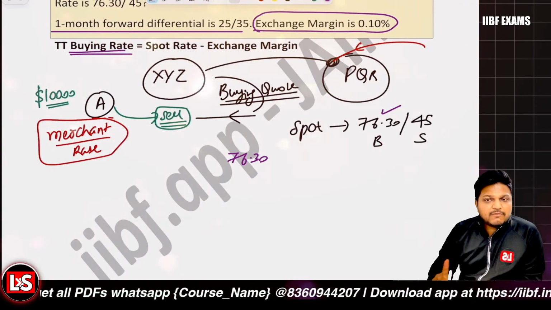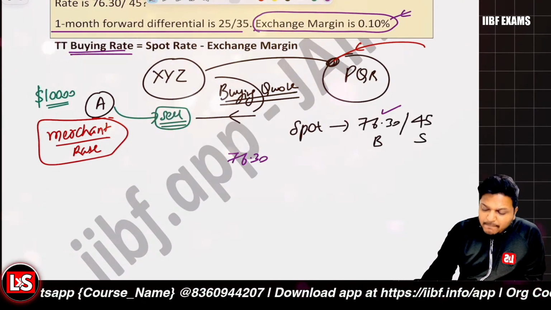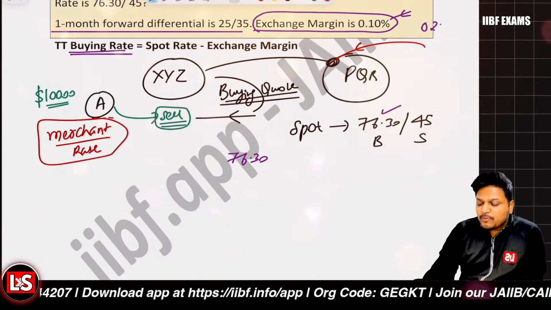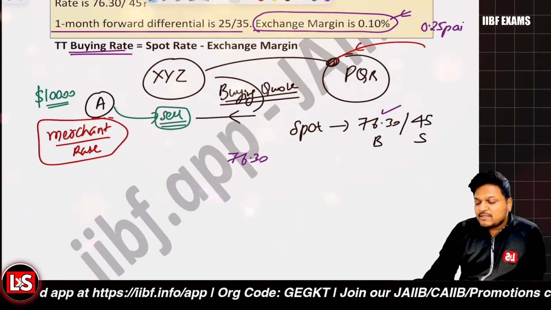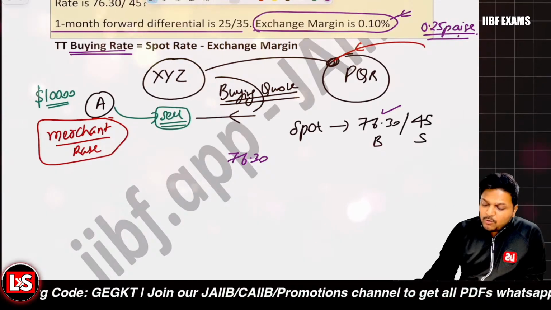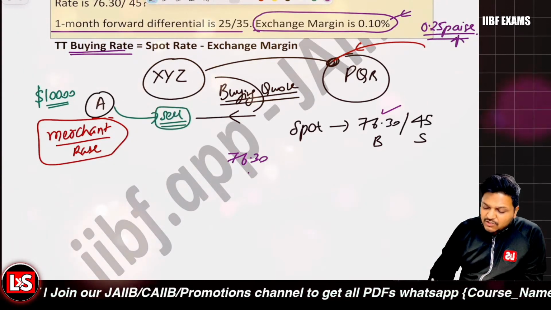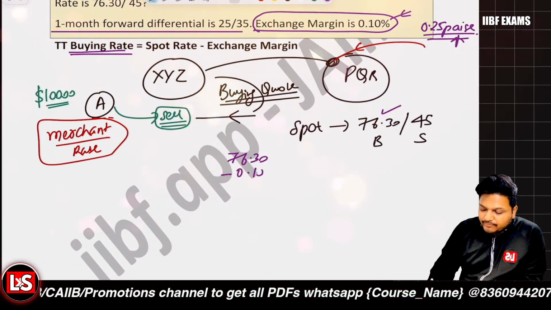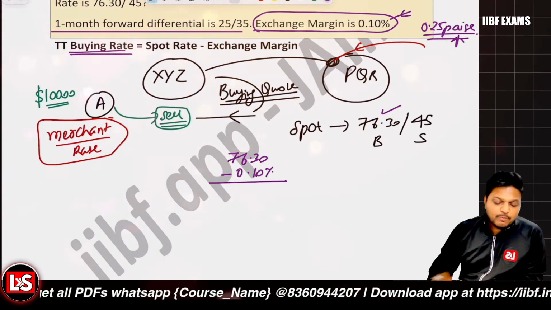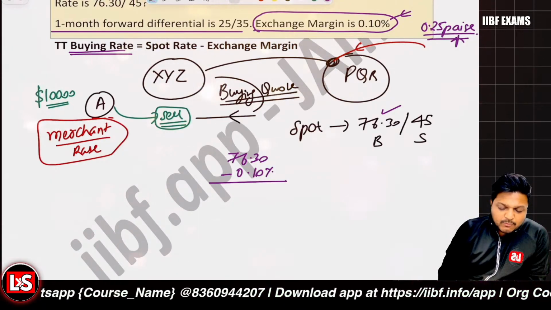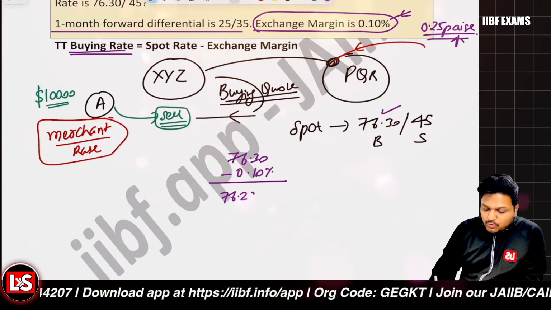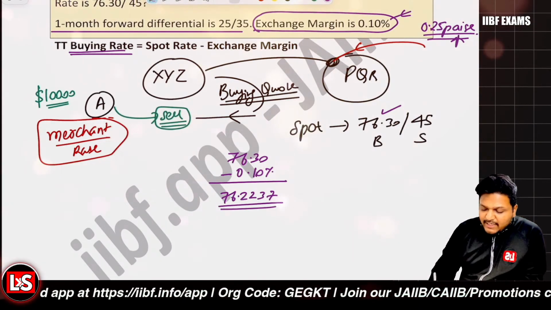Make sure you keep one thing in mind: sometimes it may be the case that they have simply said that the exchange margin is 0.25 paise or 0.10 paise. Now what does it indicate? It indicates you simply need to subtract this particular amount. But when we are talking about the percentage, we are to subtract the percentage only. So the answer won't be 76.20, but it will be 76.3 minus 0.1%, that is 76.2237. So now this would be the rate which will be applicable.